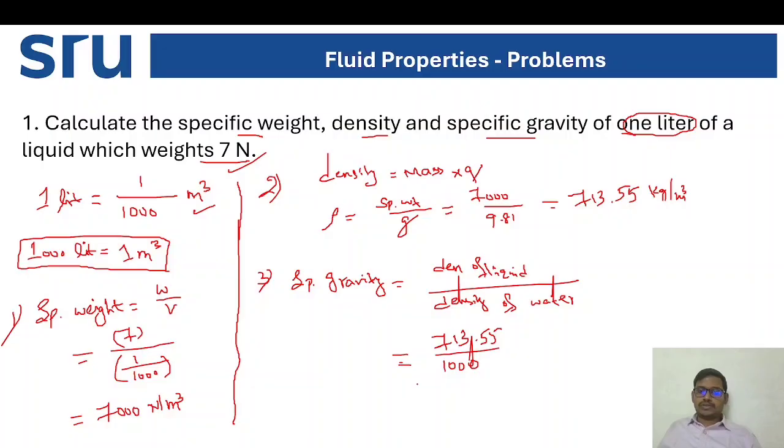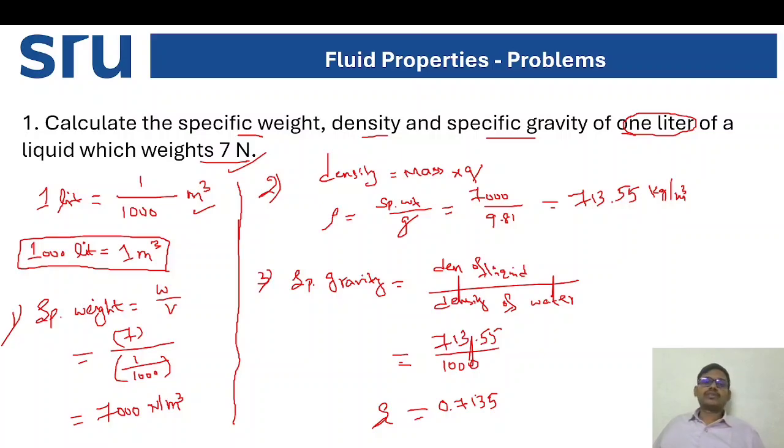Now density of liquid by density of water. So both you can do. Specific gravity is denoted by S, 0.7135. Okay, 0.7135. So now we understood, if we know the basic fundamental formulas about the fluid properties and basic definitions, what is specific weight and what is density and specific gravity, then it is very easy to calculate.